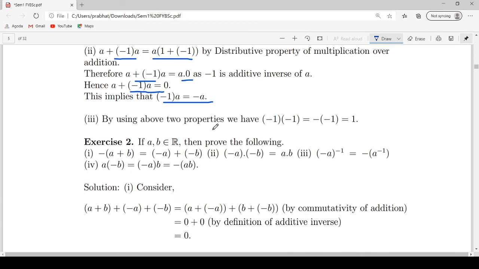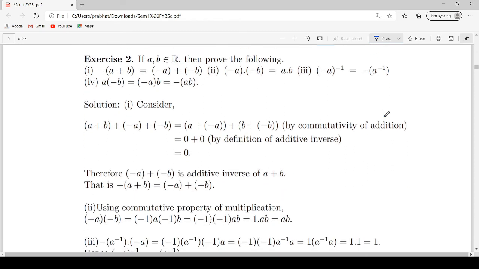Now third, we are asked to prove minus 1 into minus 1 is equal to plus 1. That will follow immediately by using the above two properties. Now minus 1 into minus 1. If we use the previous property, it says that minus 1 multiplied with any element is the same as the additive inverse of that element. That means minus 1 into minus 1 will be the additive inverse of minus 1, which is denoted by minus of minus 1. But in the first statement, we have proved minus of minus A is equal to A. Therefore, minus of minus 1 is equal to 1, and that proves the statement which we were required to prove.